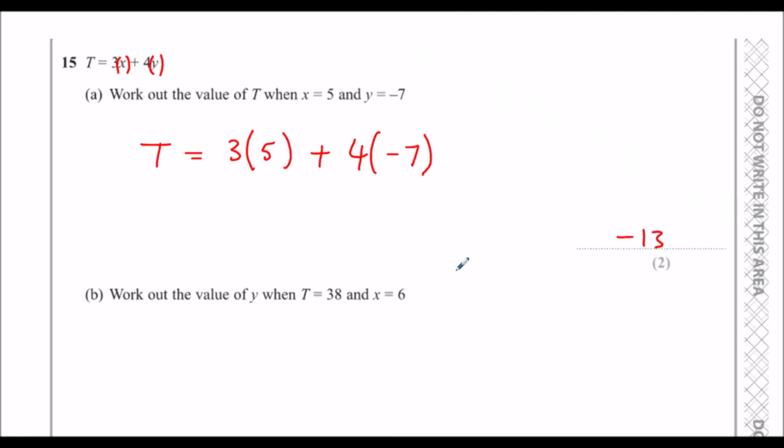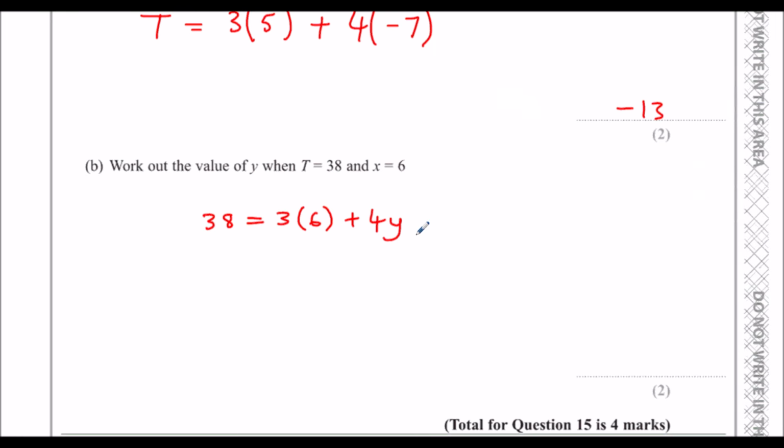Part B, work out the value of y when t is 38. So t is 38 this time, and x is 6. So 38 is 3 6s plus 4y. So we're going to need to solve this equation and find out what y is. So let's do 3 6s first.